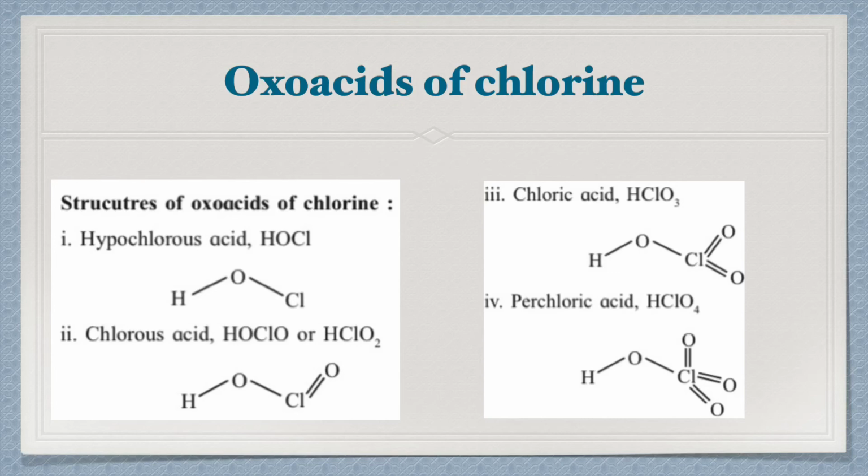Okay, in all the structures, the oxygen will have 2 lone pairs, and in the second structure, the chlorine will have 2 lone pairs. In the third structure, the chlorine will have 1 lone pair, and in the fourth structure, the chlorine won't have any lone pairs. Okay, so hopefully this thing is cleared.